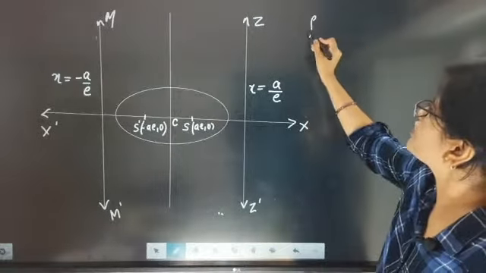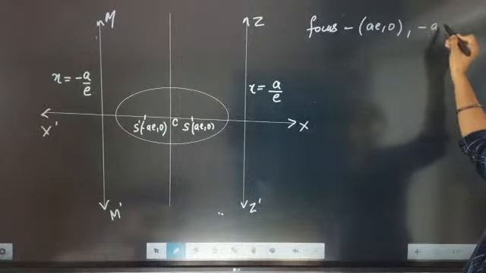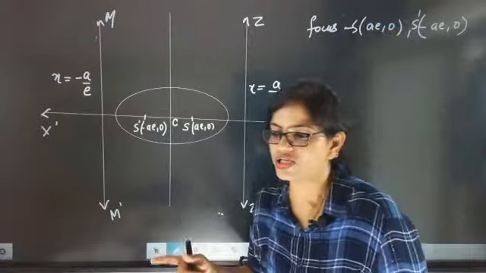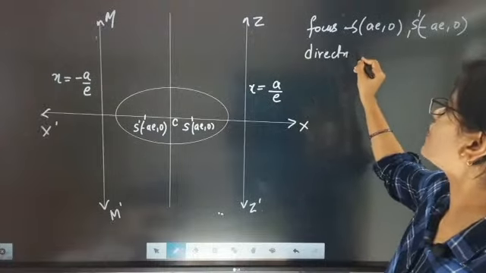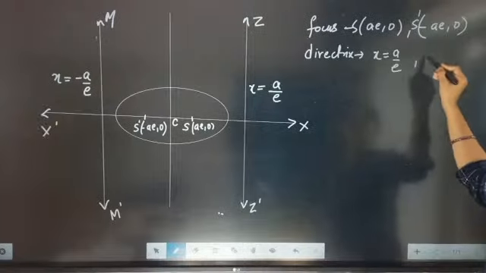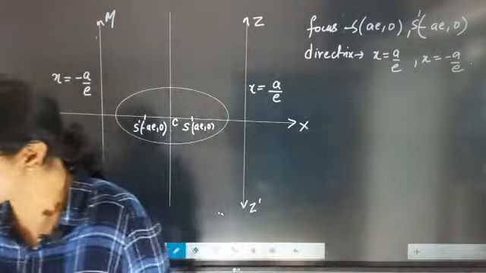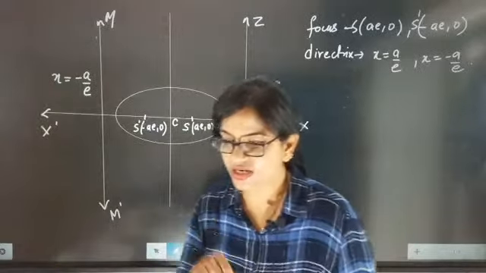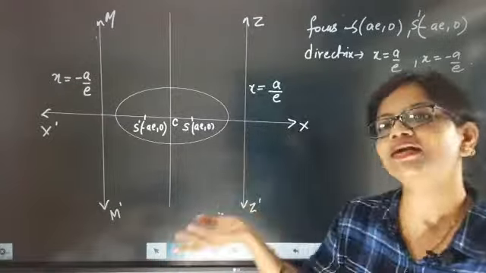What is the focus here? Focus here is (ae, 0) and (minus ae, 0). So S dash and S are (minus ae, 0) and (ae, 0). Then two directrix lines are there. What are the directrix lines? ZZ dash are x equal to a by e and x equal to minus a by e. Till here everybody understood focus and directrix? Very important point. All important content only I am going to discuss, no wastage of time, so that we can understand the ellipse and the equations nicely.